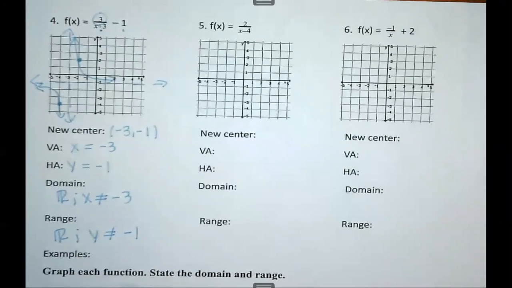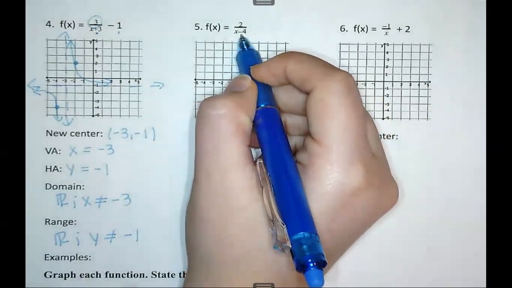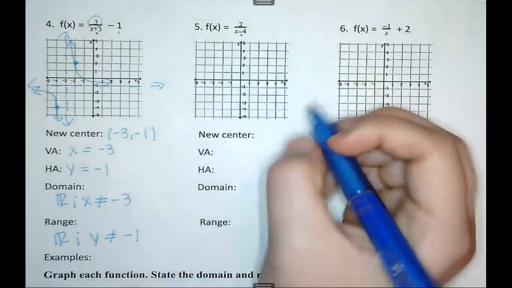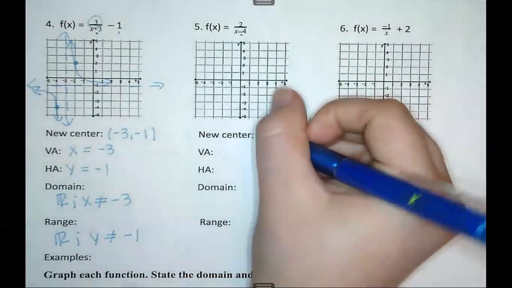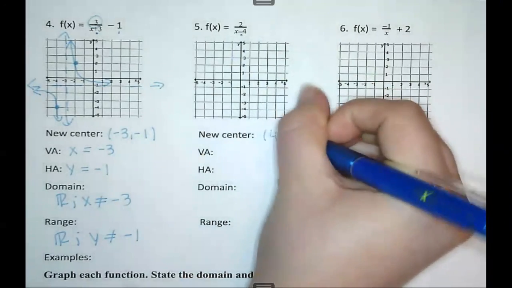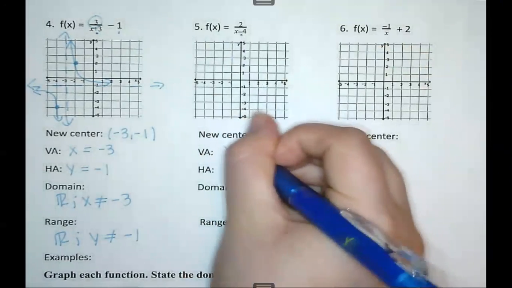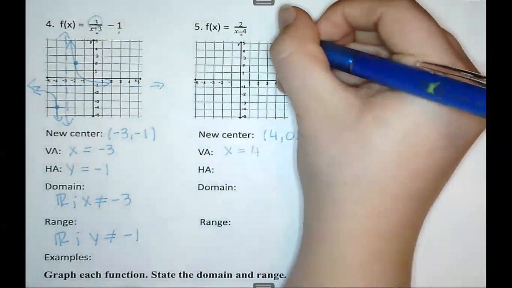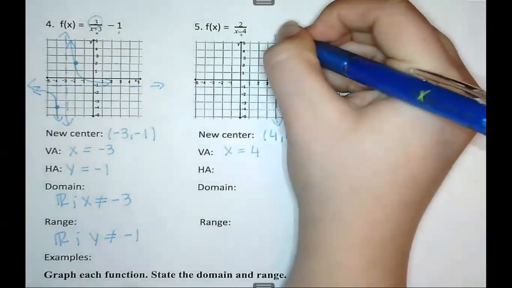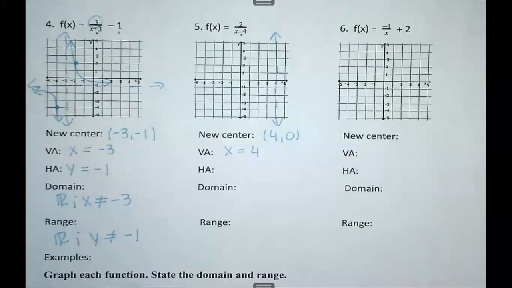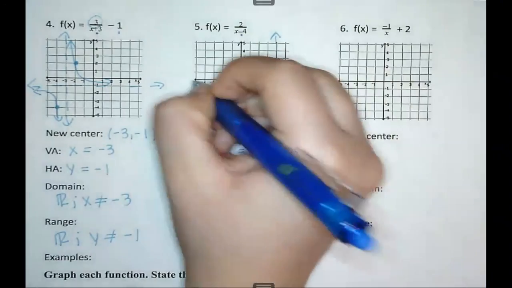All right, example 5. So here we moved -4, which would really mean moving over to +4. And it did not say we moved up or down any, so I'm now at 4, 0. I did not move up or down. My vertical asymptote is at x equals 4, so I have a vertical here at 4. And since I did not move up or down any, my horizontal stays at 0.